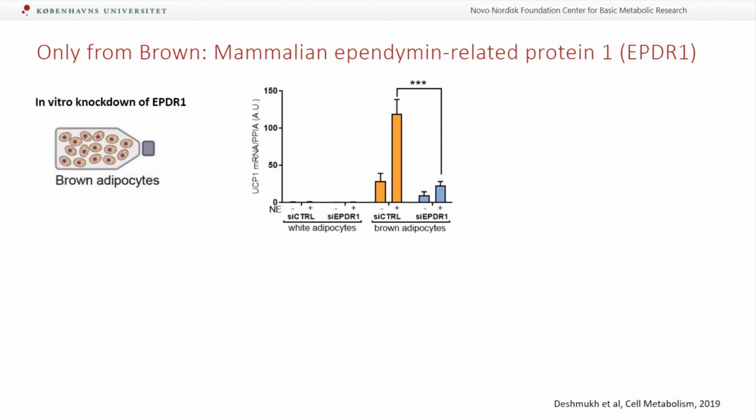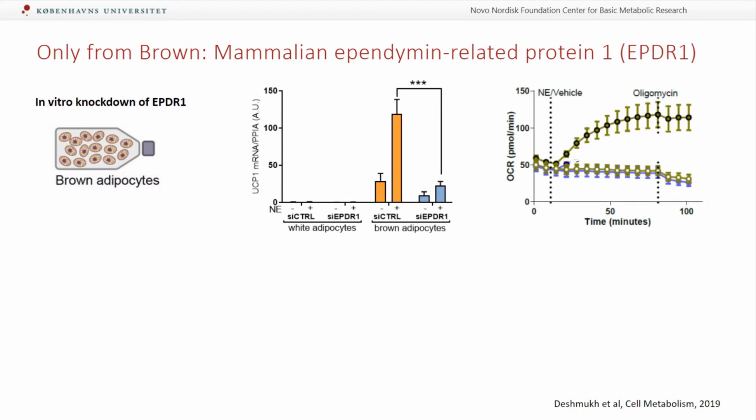then stimulated the cells with norepinephrine, and we could see that, you see the blue bars here, it represents the samples that have been treated with siRNA targeted to EPDR1. We don't get the same response in terms of UCP1 induction, and the same with the oxygen consumption rate here. The blue line here is the knockdown samples. You can see that it doesn't respond at all as well as the control cells.